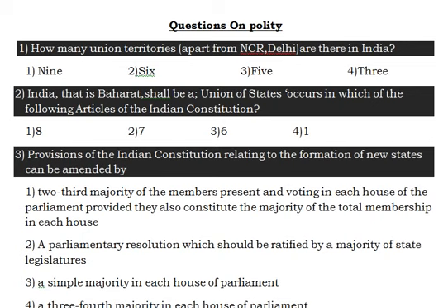The first question is: how many union territories are there in India? See friends, there are 7 union territories in India, including NCR Delhi, the National Capital Region. Excluding that, the question is, excluding NCR Delhi, how many are there? So the answer is 6, friends. We have 6 union territories apart from NCR Delhi.